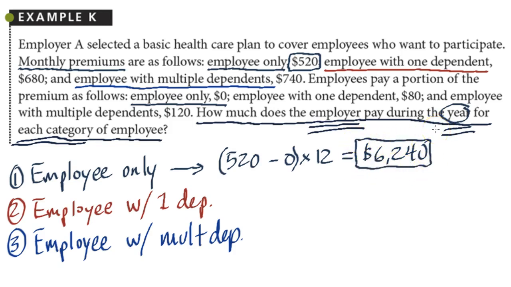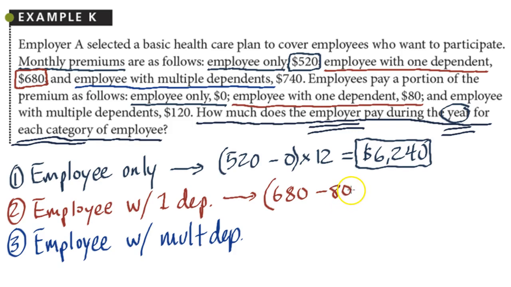All right, so next we have employee with one dependent. You'll notice that the amount on the top is how much the premium costs, and that costs $680. So the employer is covering that much so far. But then we go to the bottom and we notice that for an employee with one dependent, the employee pays $80 of that portion. So out of that monthly premium, $80 is covered by the employee.